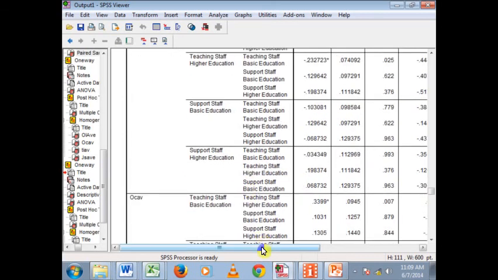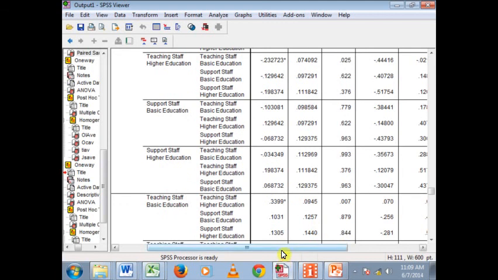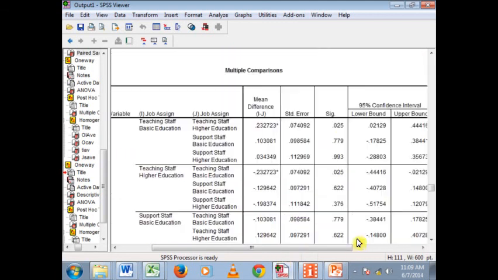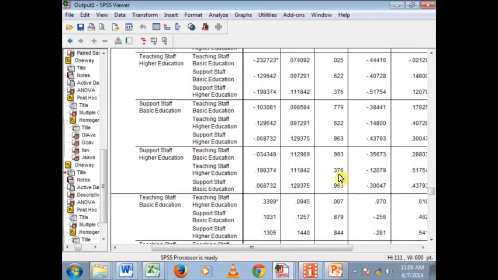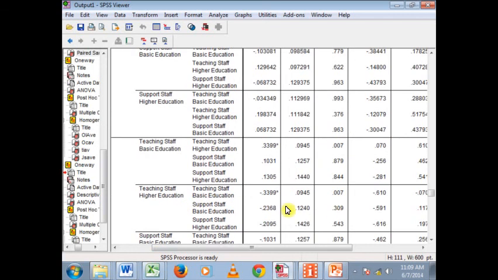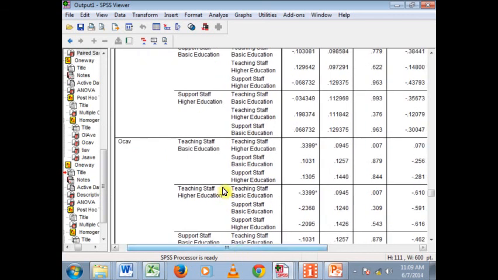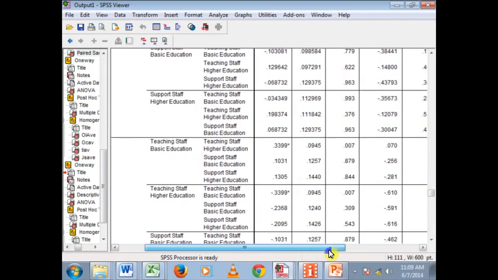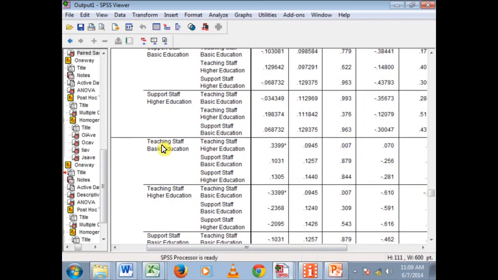If you look at that, you trace it here. Significance. Another one is similar to that one on top. Here, they differ also in organizational commitment. The teaching staff in the basic education compared to the teaching staff in the higher education, no, it's 0.07, no? No, that is not.